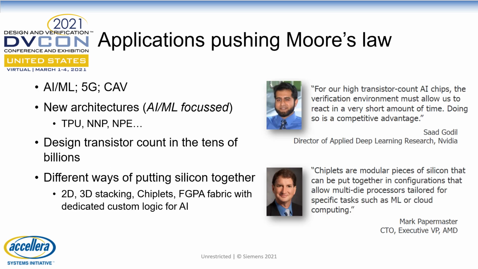Some of the major industry trends include applications in areas such as AI and machine learning, 5G infrastructure and edge devices, and connected autonomous vehicles. Those applications make use of new architectures such as tensor processing units, neural network processors, and others. Smaller design geometries in those new architectures result in devices with transistor counts in the tens of billions. Further increasing the complexity of systems are new ways for connecting and packaging devices, 2D and 3D stacking, chiplets, and more.